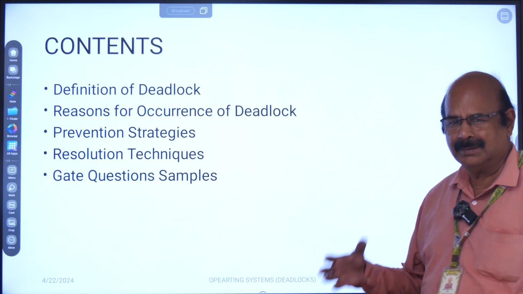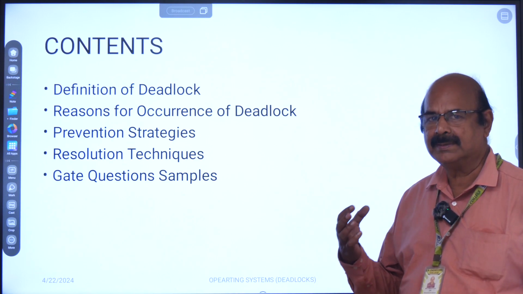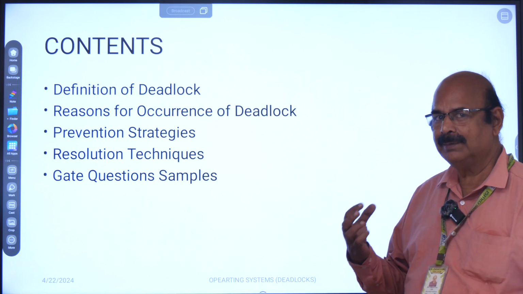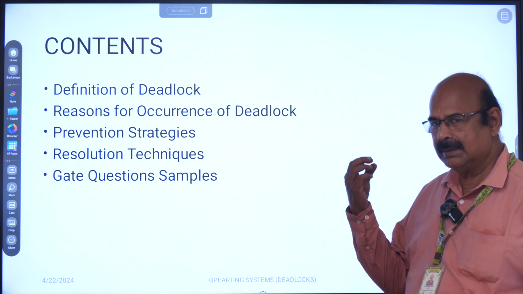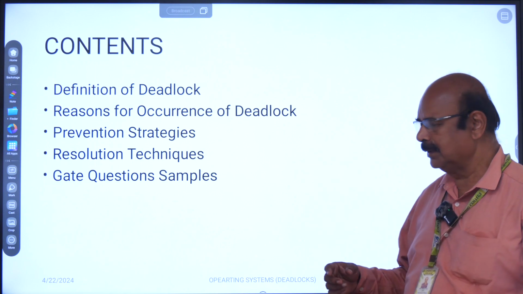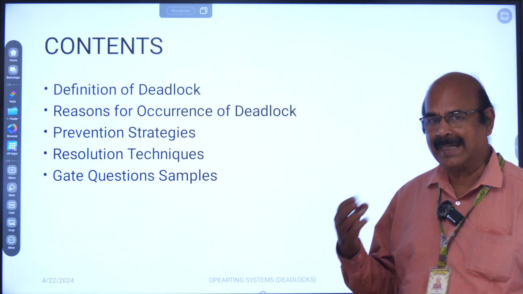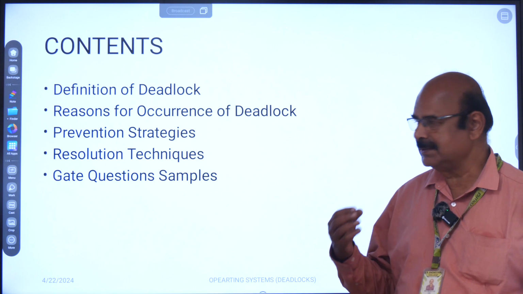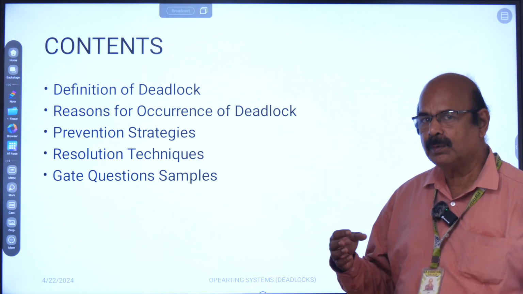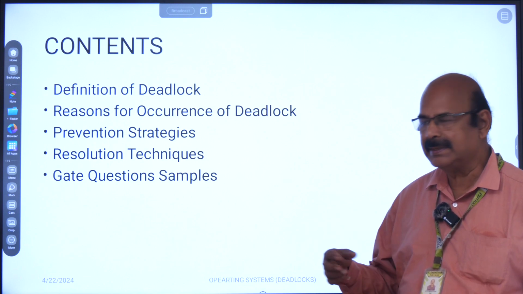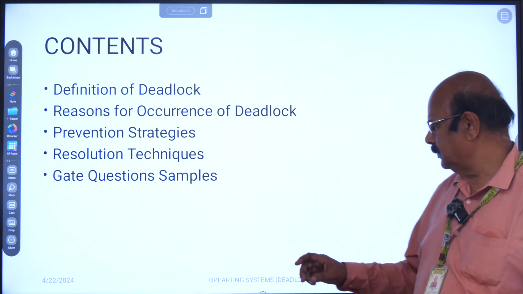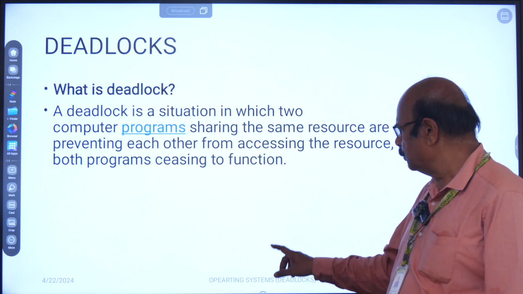Contents here: just a brief about what a deadlock is, the definition of deadlock, just to have an idea about that. Next, how a deadlock occurs, the reasons for its occurrence, then how to prevent it, some prevention strategies. Next, whenever we want to avoid it, how the resolution techniques can be used, and some sample questions also we are going to see here. So let us move to the topic.